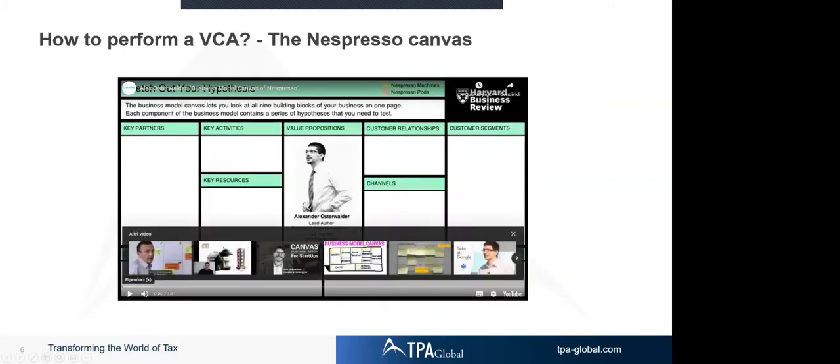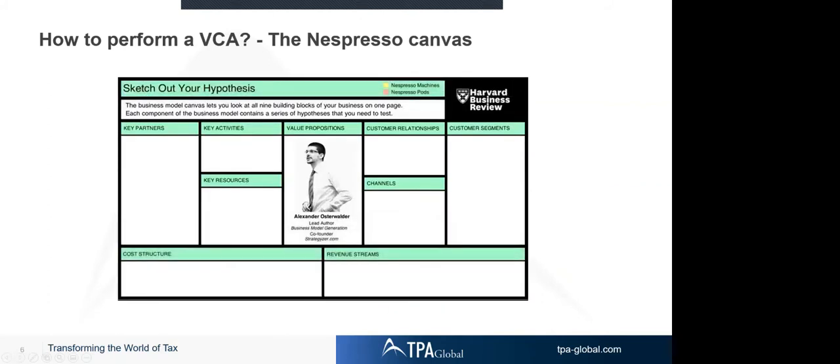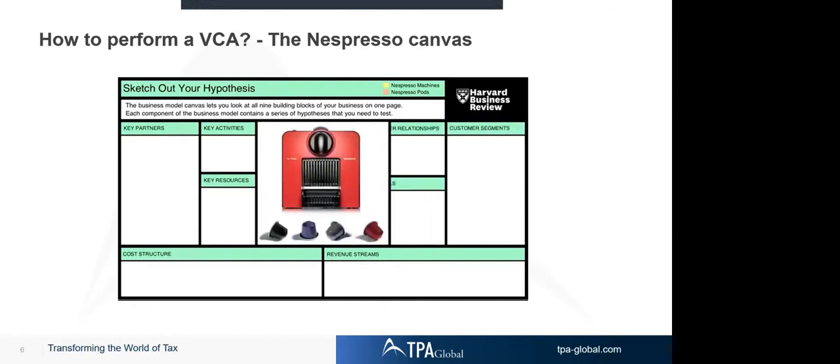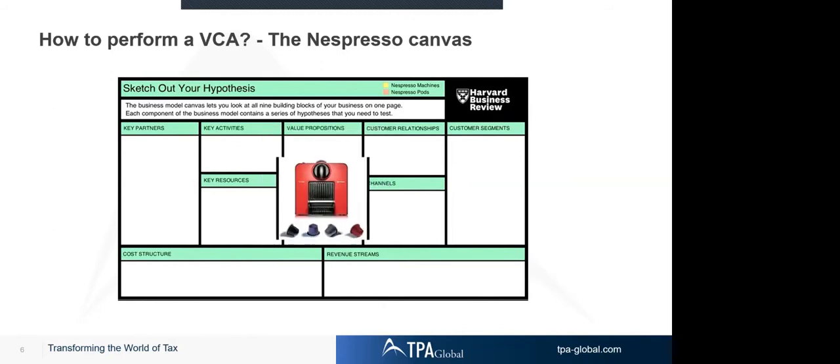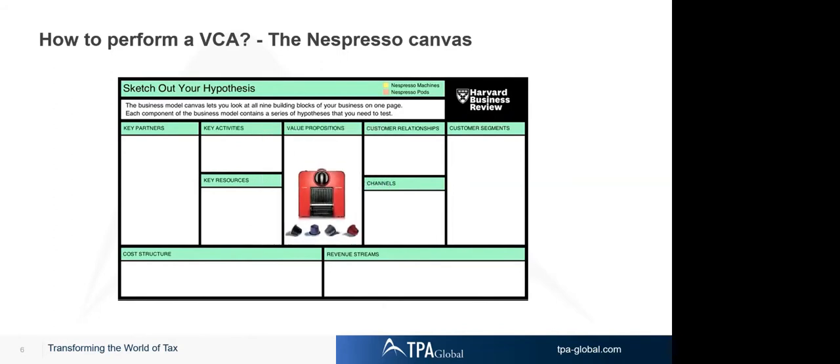My name is Alex Osterwalder. I'm the lead author of Business Model Generation and co-founder of Strategizer.com. I'm going to walk you through the business model of Nespresso, a company that sells coffee in the espresso business. So let's look at the value proposition first. It's composed of two products, the Nespresso machine and the pods that go with it.